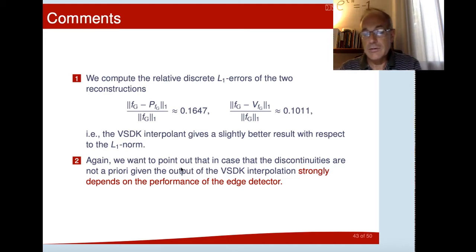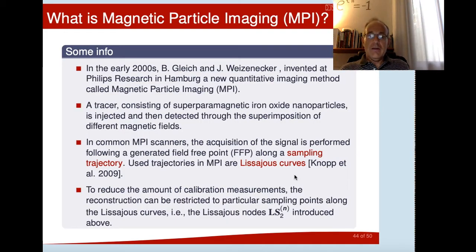But we want to point out once more that in the case the discontinuities are not known a priori, the VSKD interpolation strongly depends on the performance of the edge detector. So if the edge detector is not, let's say, optimal or is not the best, then the VSDK reconstruction is poorer than the one that we expected if we know exactly where the jumps are located.